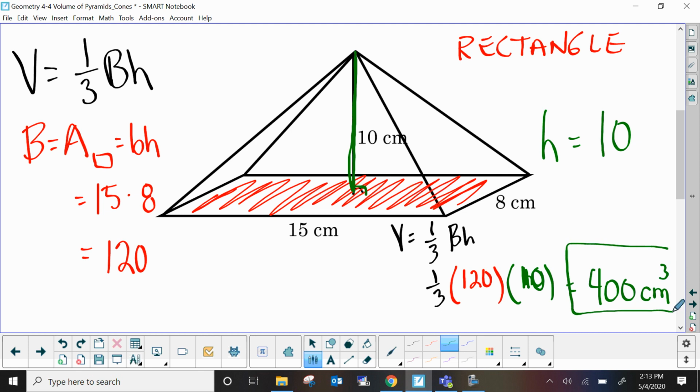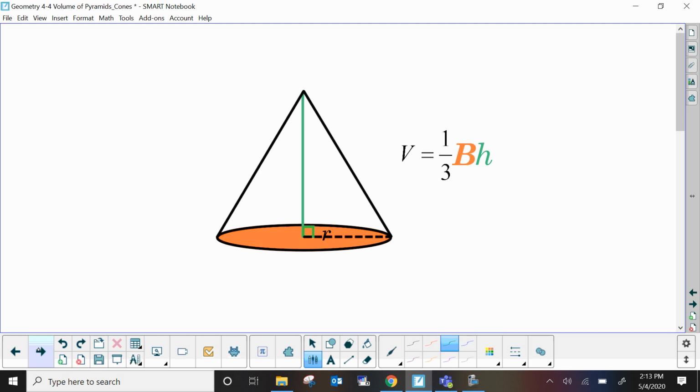400 units cubed. So in this case, the units were centimeters, 400 centimeters cubed. All right. Now remember, if the base is a square, then your capital B will be the area of the square, which is side squared. If your base is the shape of a triangle, then you have to do 1/2 base times height of that triangle.